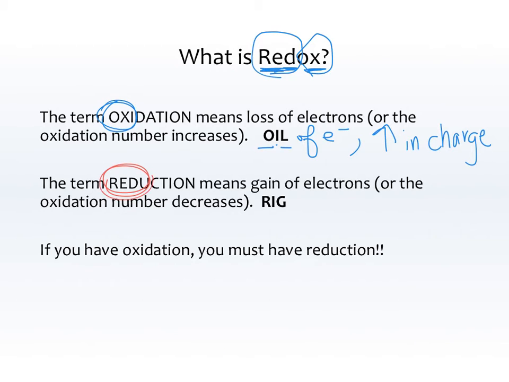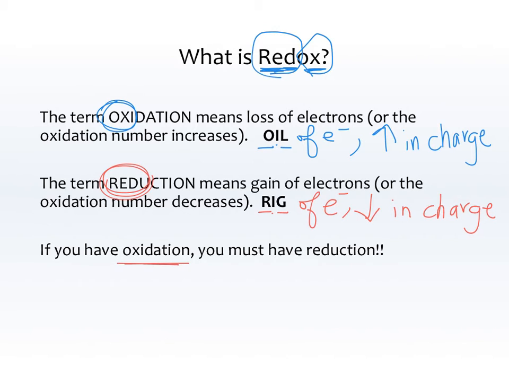Reduction means gain of electrons, or the oxidation number decreases. Reduction is gain of electrons, loss in charge. Say it with me. Reduction is gain of electrons, loss in charge.